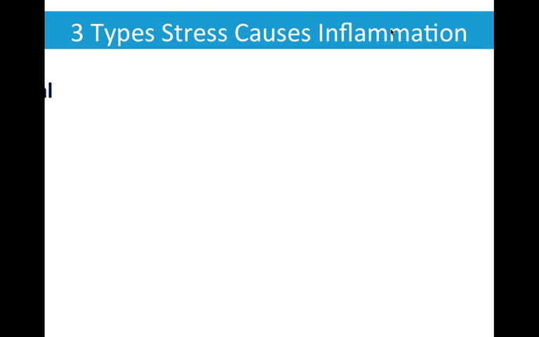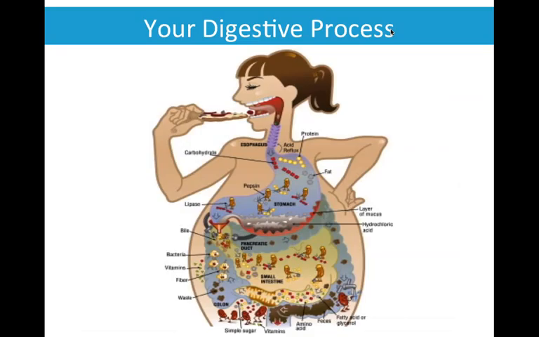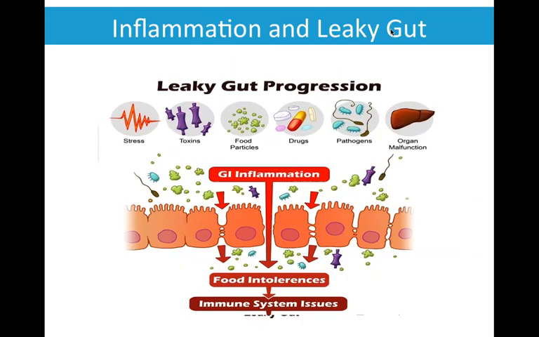How many of you have too much stress? And everybody on this webinar knows how to go through this. The biggest area that starts the inflammatory process is eating your food. And certain foods, certain substances, stress, there are things that cause leaky gut.